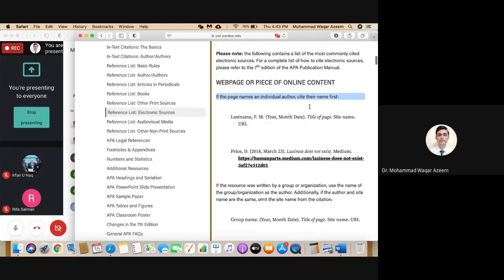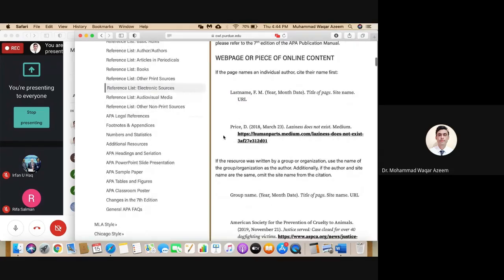If the page names an individual author, cite their name first. The web page information does not always have the author's name, right? So if you have the author, then you put the author in the same way as you already know about it, and then you put the year, month, and date of the publication of the information. Again, if you find this information, then title of the page, then site name, and then URL.